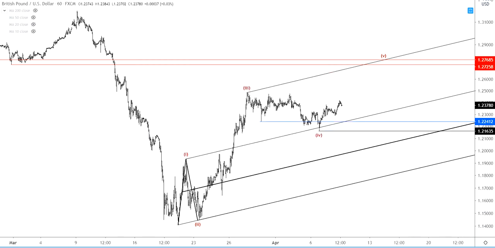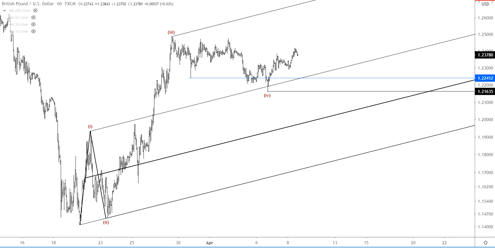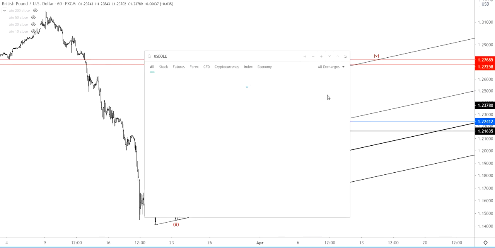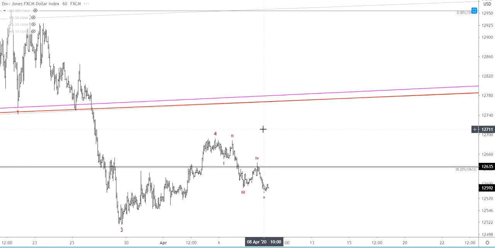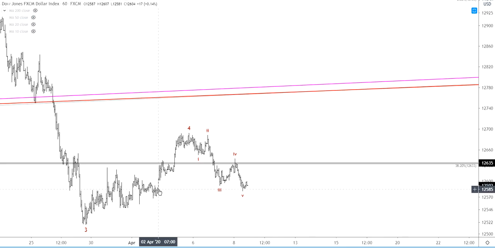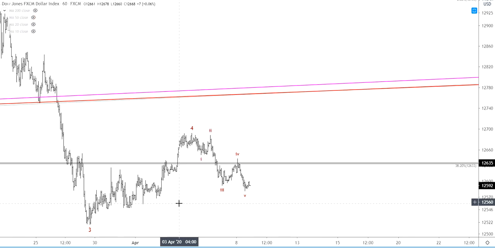And one reason, by the way, to suspect that we get maybe a pullback in pound: this is the FXCM Dow Jones US dollar index. You can see here that from this week's high, you do have a very small 5-wave drop. So the implication is that you get a little bit of a pop, maybe coming back to this area, 12,640, 12,650.